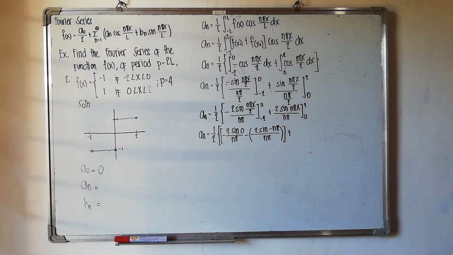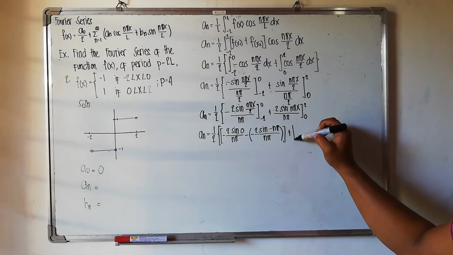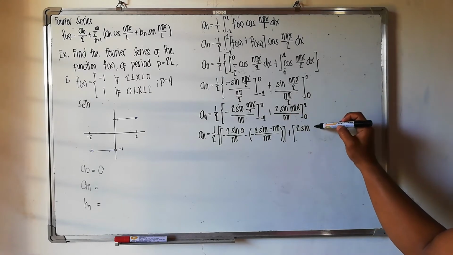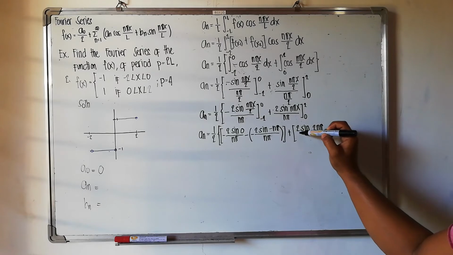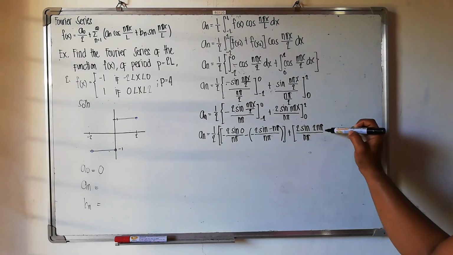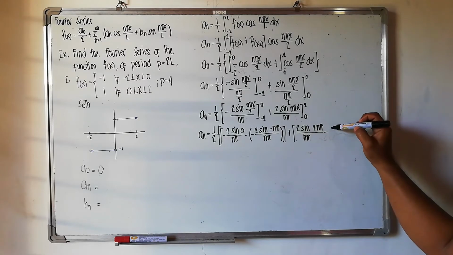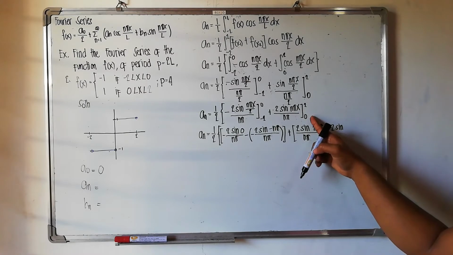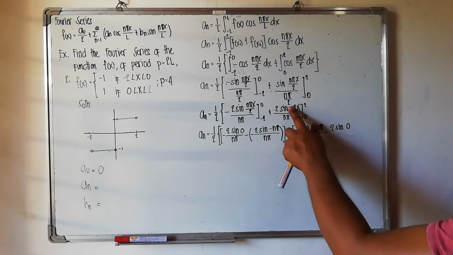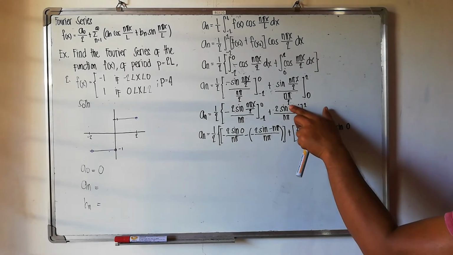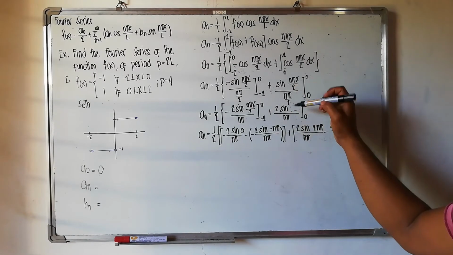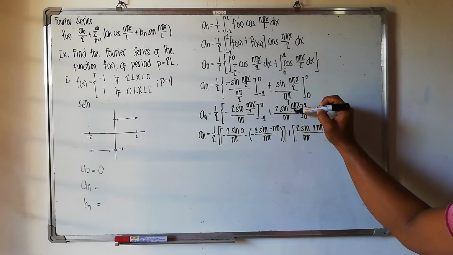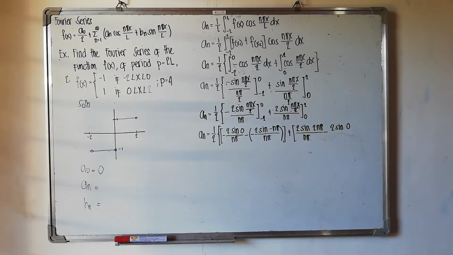Plus the second function, so you have 2 sine n pi times 2, so that will be 2 n pi over n pi, minus the lower limit, so you have 2 sine n pi times 0, so that will be 0. Sorry, this function must be n pi x over 2, since we have n pi x over 2 above. This would be n pi x over 2. That would be your correction.